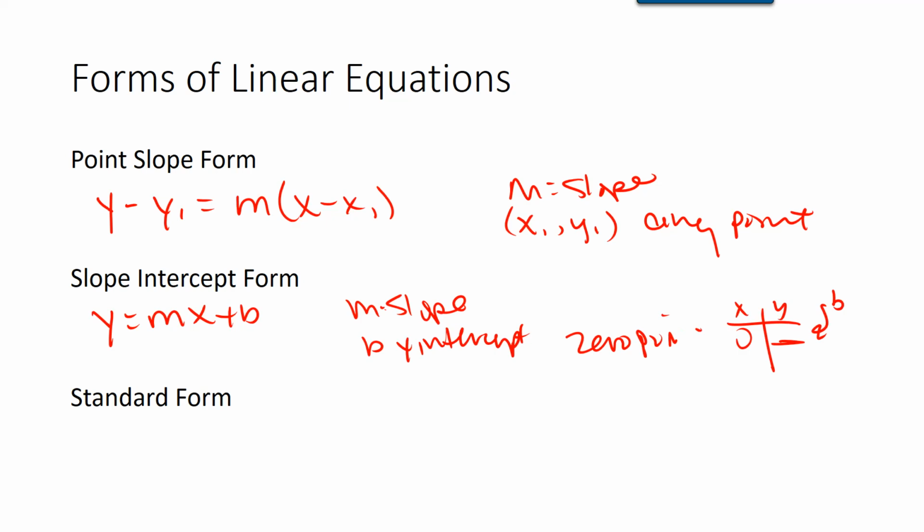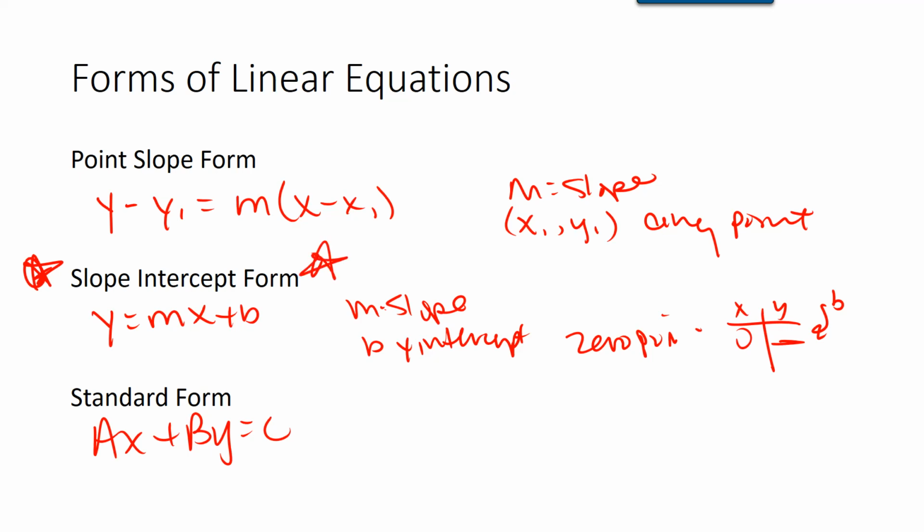Last one, standard form, ax plus by equals c. A couple of rules about this one when we talked about it. A, b, and c all have to be integers. They cannot be decimals or fractions. And a has to be a positive number. It can't be negative. Now really we went over all of these, but the one we're going to focus on and write our equations today is slope-intercept form.